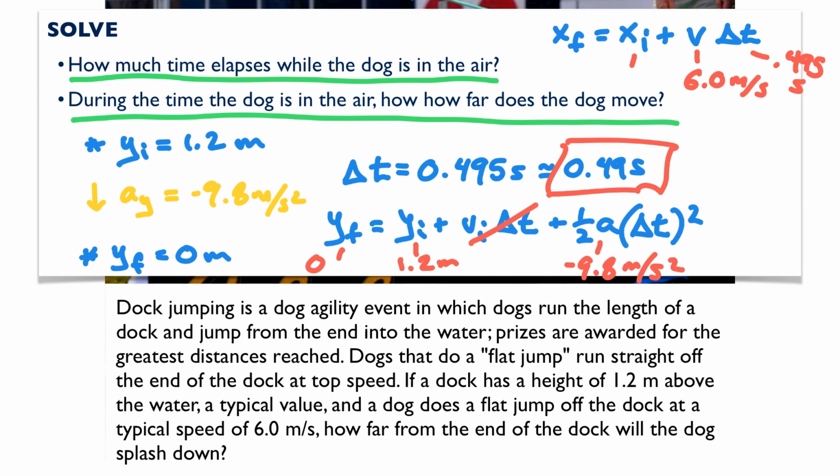My initial horizontal position is 0. The final position we called d. Okay, that's what we're looking for. We're looking for that value of d, the distance that the dog travels. And if I put in numbers and I round to two significant figures, I get the distance that the dog travels while it's in the air is 3.0 meters. So the dog is in the air for about half a second, during which it travels about 3 meters.